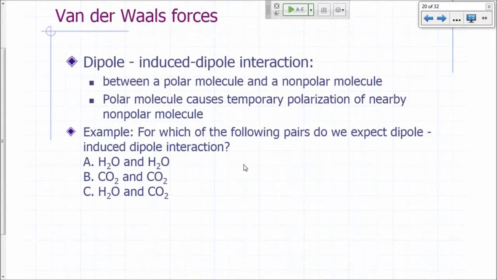Now, what other types of interactions do we have? We can have dipole and induced dipole interactions. So this is the type of interaction that you'd have between a polar molecule and a nonpolar molecule.